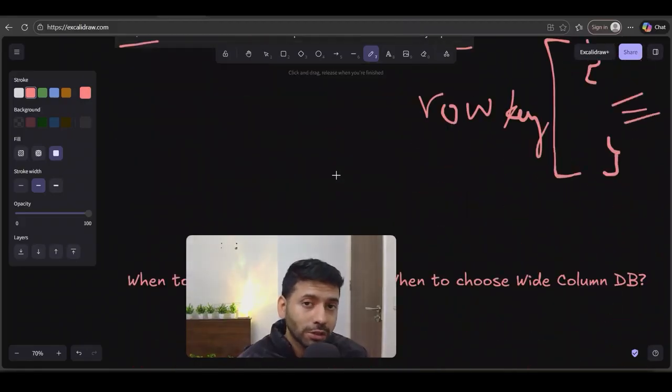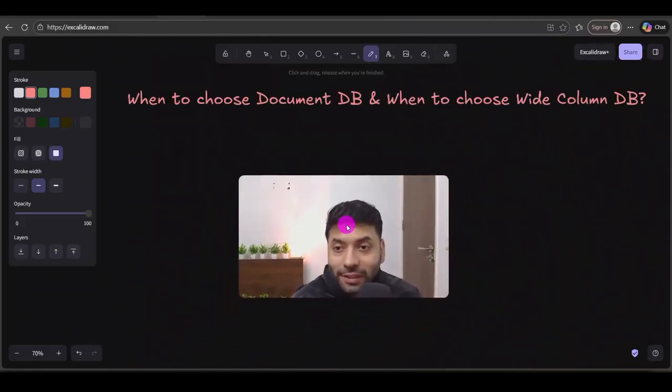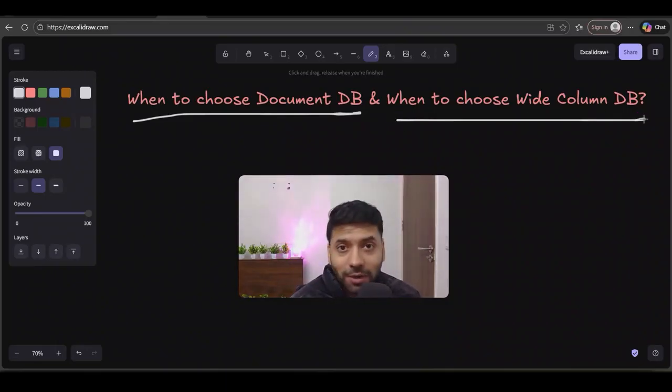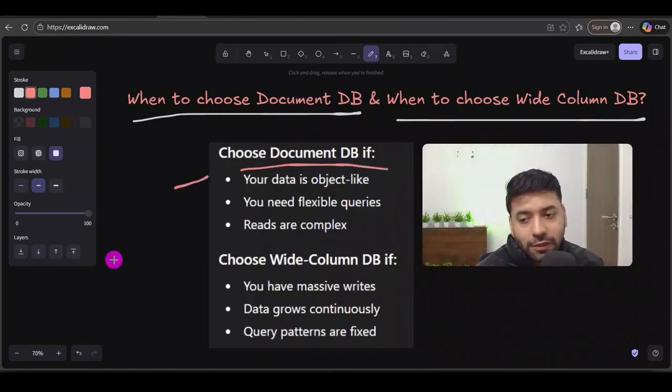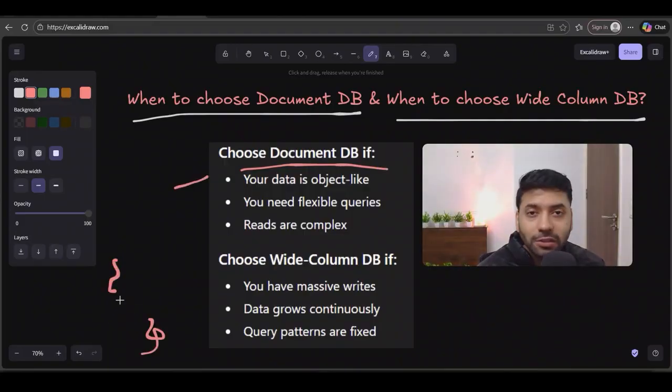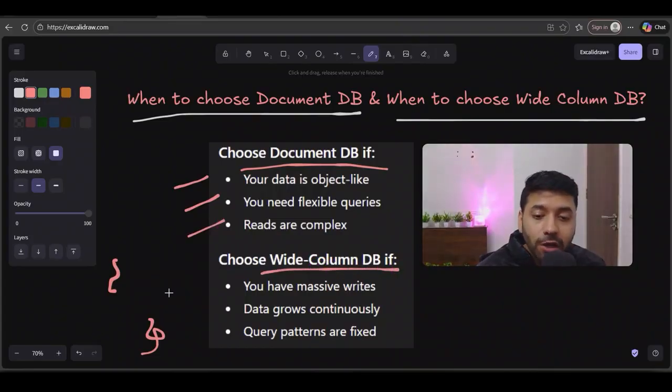Now, the very basic question that comes to mind, if we have to talk in summary, is when to choose document database and when to choose wide column database. So here is the answer. Choose document database if your data is object-like, because it will store the data in a document with JSON format, right? And choose it if you need flexible queries, because we saw the document database provides you much better read query support. Okay, and choose it if your reads are complex.